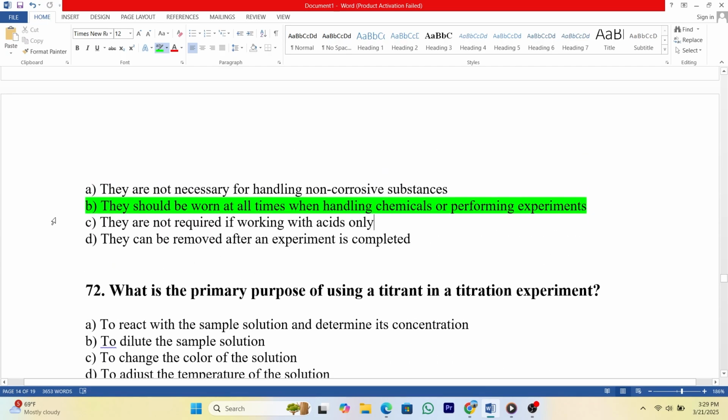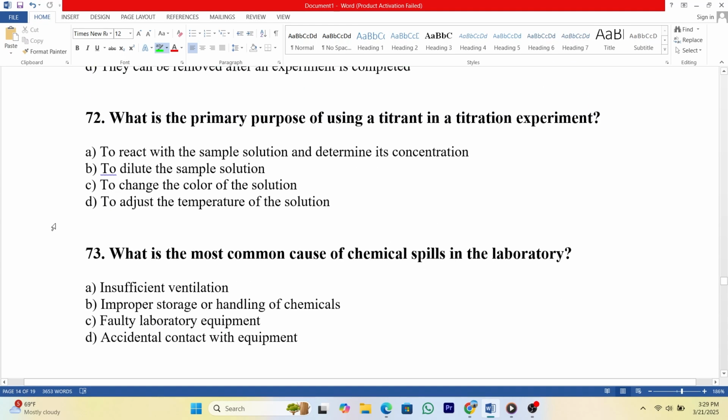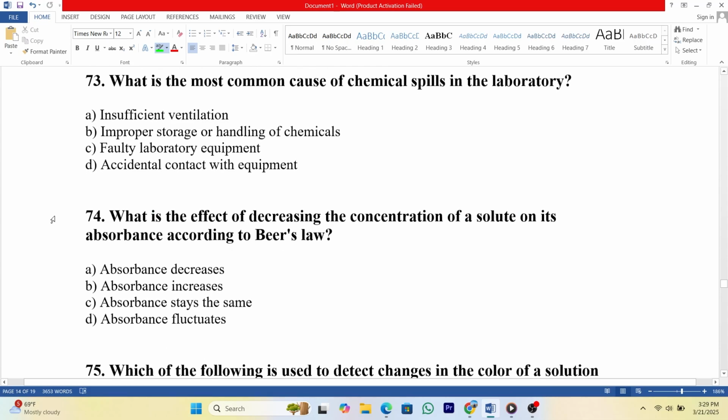72. What is the primary purpose of using a titrant in a titration experiment? A. To react with the sample solution and determine its concentration. B. To dilute the sample solution. C. To change the color of the solution. D. To adjust the temperature of the solution. Answer: A. To react with the sample solution and determine its concentration.